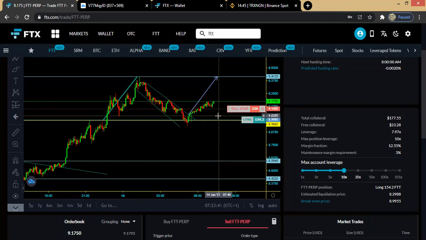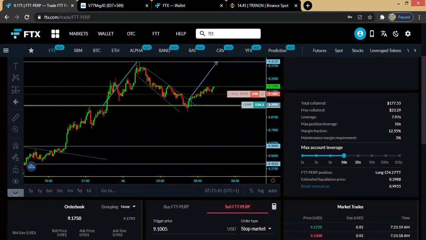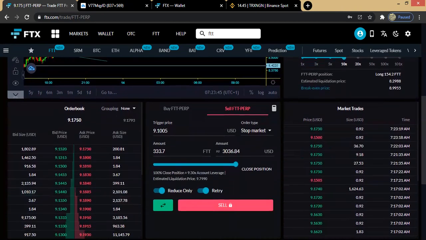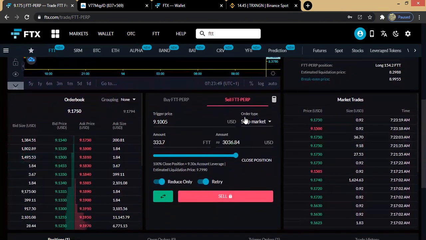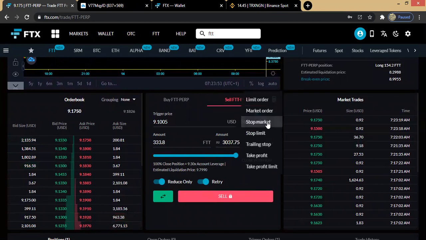All right, so how did I do that? You know, FTX exchange has various types of orders available. So for you to do that, you go to this very place here, this place that wrote order type. Change it to select stop market. So you can see the different order types. We have limit order, the market, the stop market, stop limit, trailing stop, take profit limit. So I am using stop market.